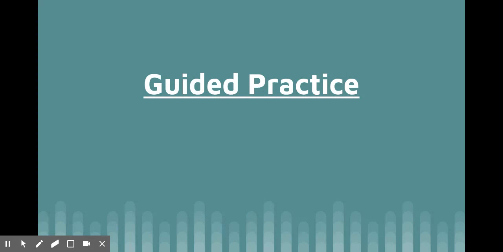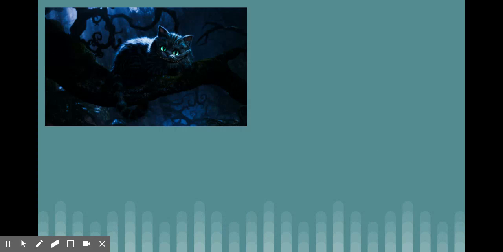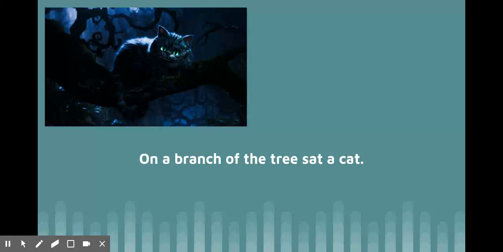All right, let's do a little bit of guided practice. See if we can't put this together. I would like you to write each sentence and just simply circle the subject. Okay, here's our first one. On a branch of the tree sat a cat. Write the sentence. See if you can identify the subject of the sentence. Go ahead and pause. Okay, so what is the subject of this sentence? The subject is cat. When I put this sentence into a natural order, I'm really saying a cat sat on a branch of the tree.